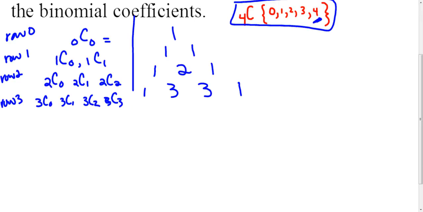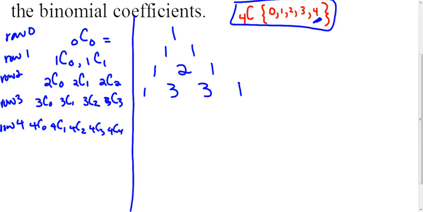I should do this so that this isn't so confusing. When you get to row 4, you'll go 4C0, 4C1, 4C2, 4C3, 4C4. You're going to get answers for each single one of those into your calculator, and it comes out to be 1, 4, 6, 4, 1. Okay, now we could continue that pattern all the way down the row.